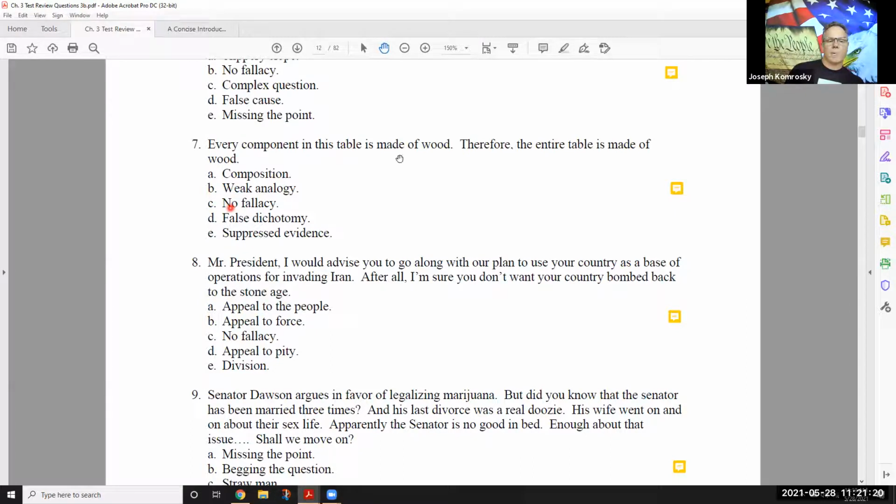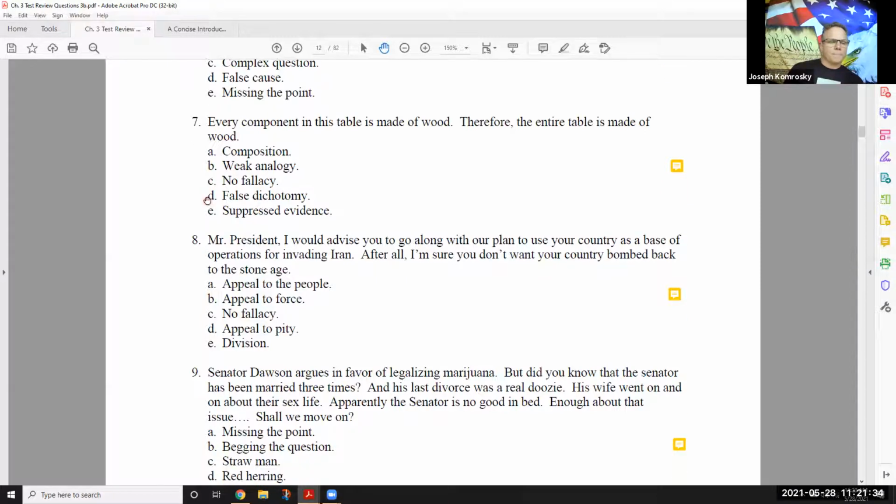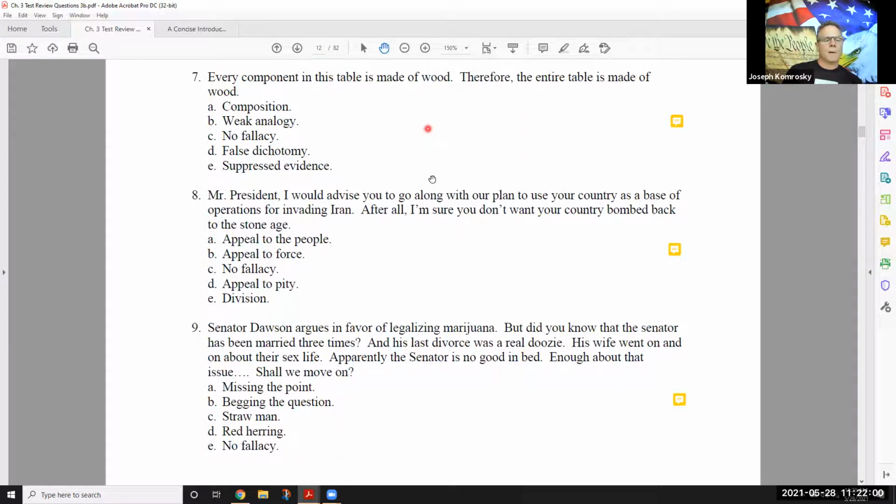Every component in this table is made of wood. Everything in this table is made of wood. Therefore, the entire table is made of wood. Some might call that a tautology, like it's just completely obvious, and it is no fallacy. But just in case you thought about that composition trap, yeah, it looks like a composition fallacy. It's going from parts to the whole, but a composition fallacy is erroneously transferring a property from the parts to the whole. This isn't that. It's telling you about the parts and making a claim about the whole, and it's very consistent. So there's no fallacy.